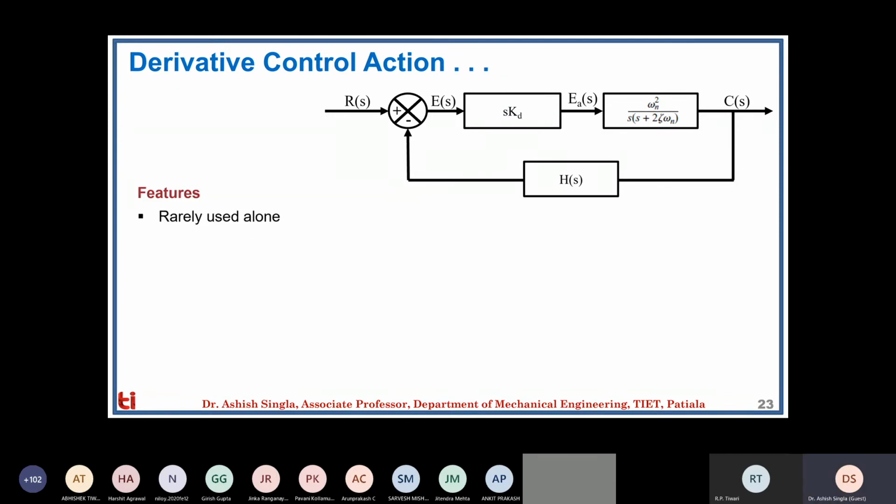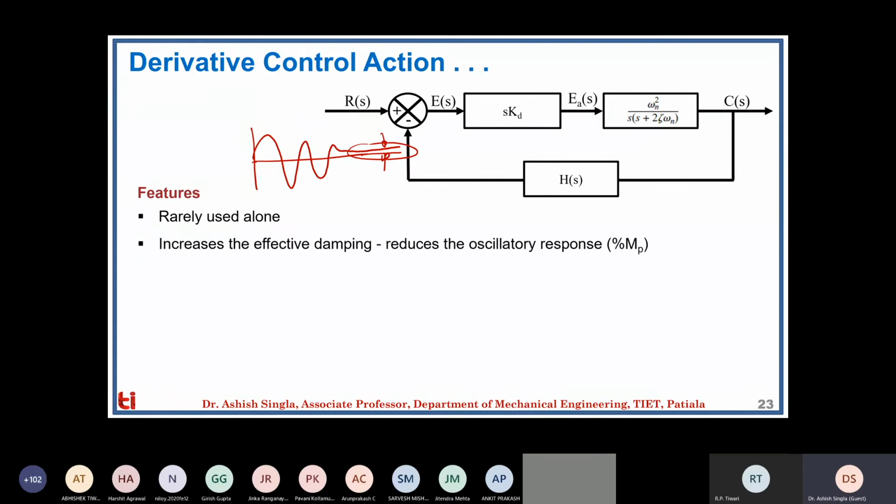Now the features of the derivative control action: it is rarely used alone, because we know that once we reach the steady state, every system, whether there is error or not, will be stabilized. Even though there is error, the rate of change of error is 0, so there is no output from the controller. After achieving the steady state, there will be a 0 output from the derivative control action. That's why it's rarely used alone.